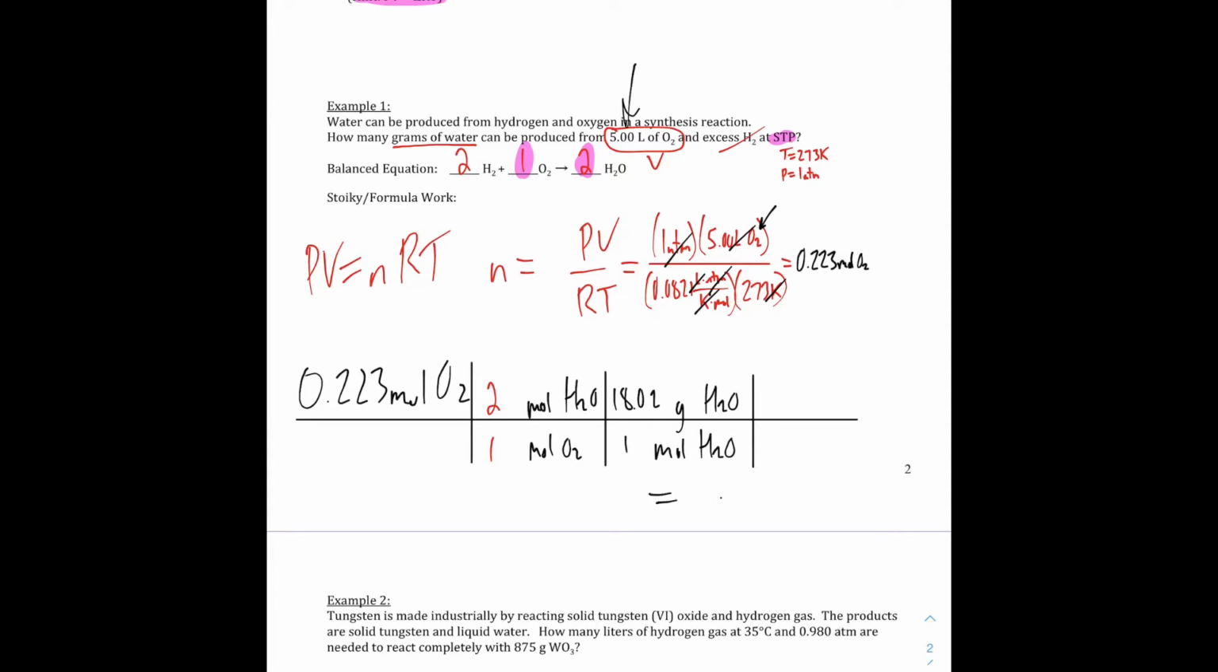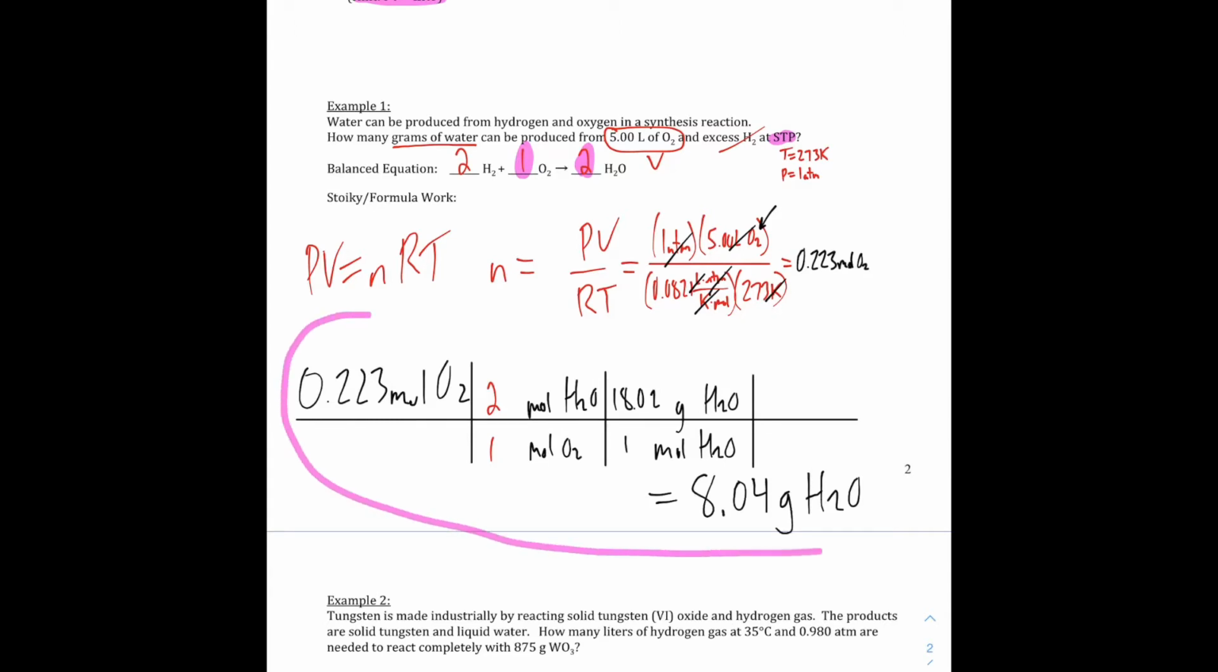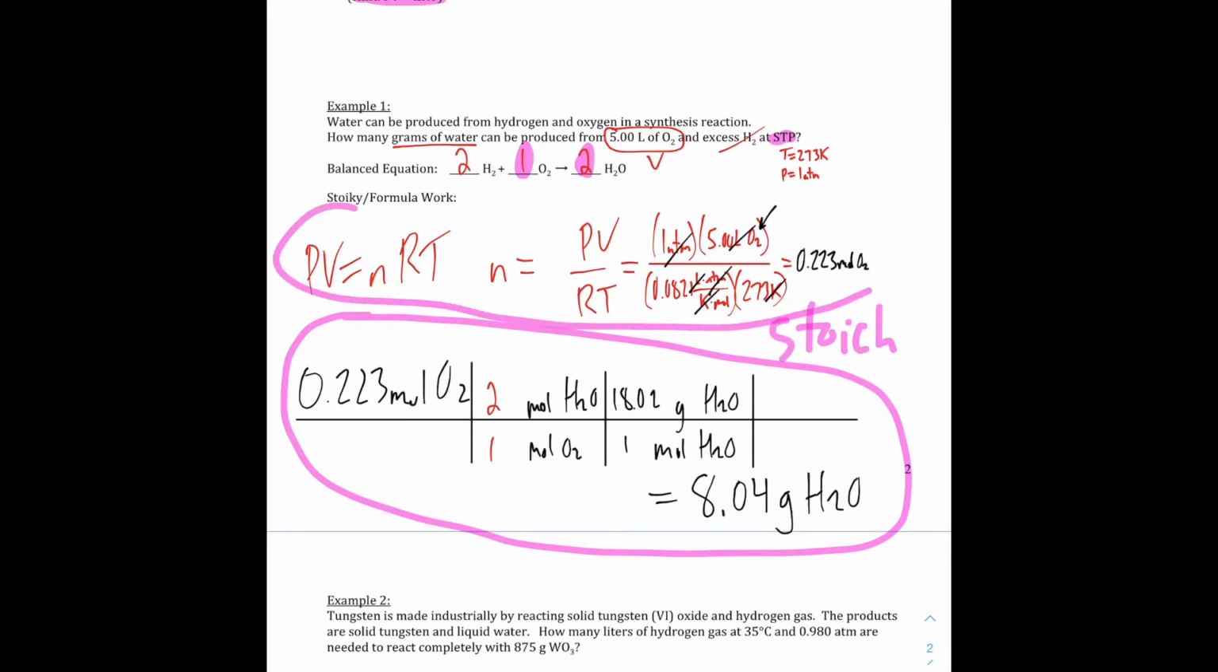Oh, sure enough, I got 8.04, and that's grams of water. If you need to, pause the video, take a look at the problem we did. I think you're going to realize that after the first step, when we got to this step, this is all stoichiometry. And this was all ideal gas law from 12.2. That's it. If you can put those two together, you've figured out gas stoichiometry.